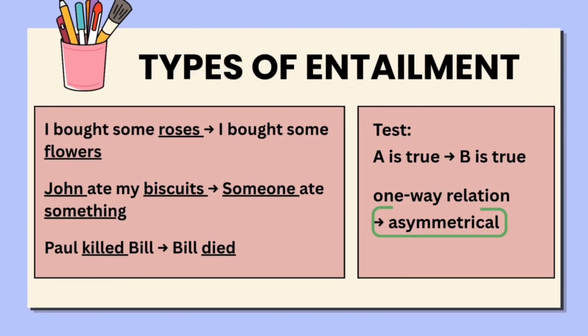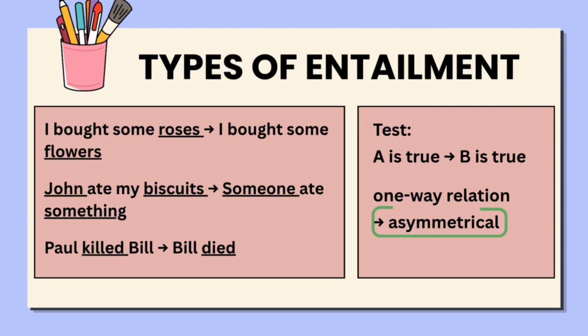Okay, next. This slide gives more examples of one-way entailment. The first example says, I bought some roses. If this sentence is true, then we can also say I bought some flowers. This is because roses are a kind of flower.